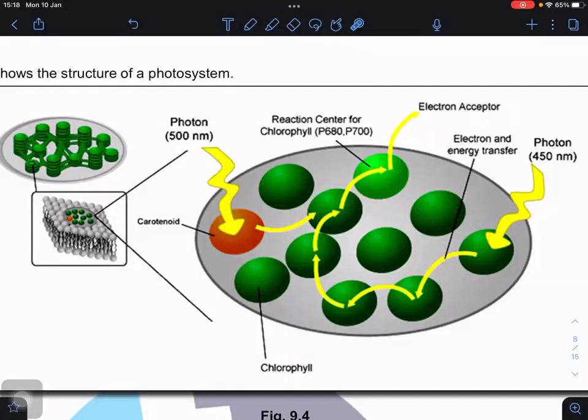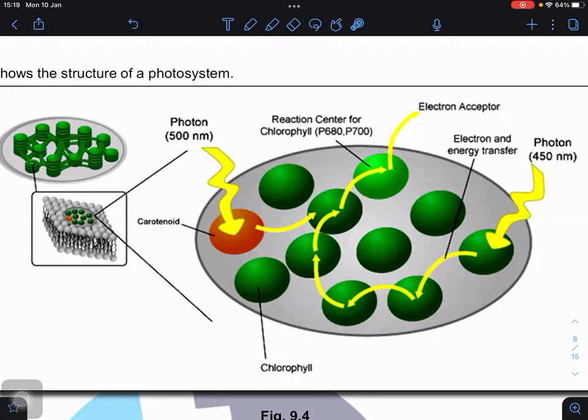Not all photosynthetic pigments can be the reaction center. Are you clear? Who can be the reaction center? Only chlorophyll a. It's something like not all can be the king. Only those from the royal family can be the king. So the reaction center must be chlorophyll a, but not all chlorophyll a. Only chlorophyll a with a peak absorbance at 680 nanometer or 700 nanometer.